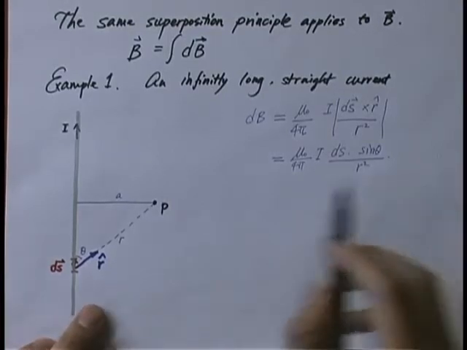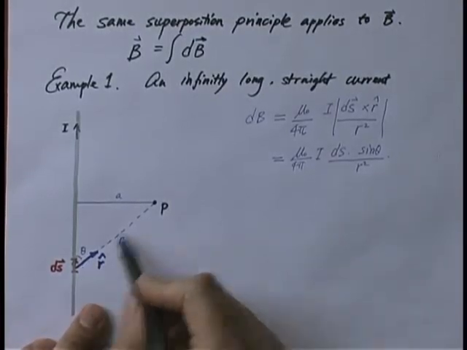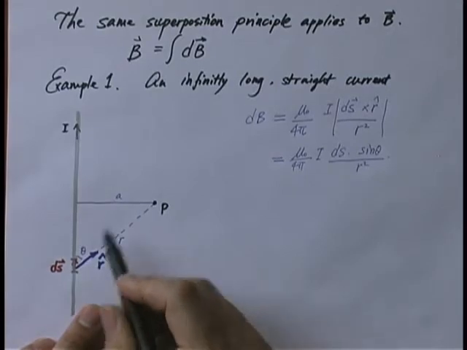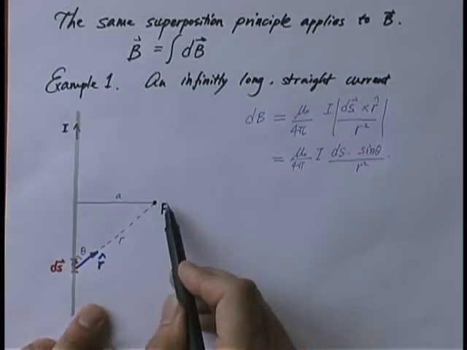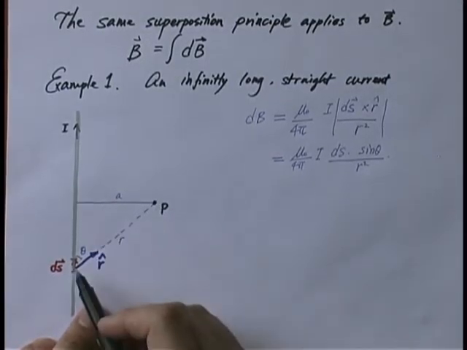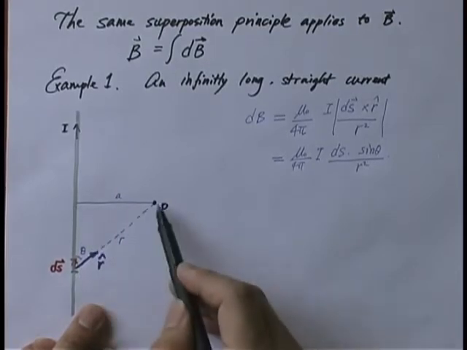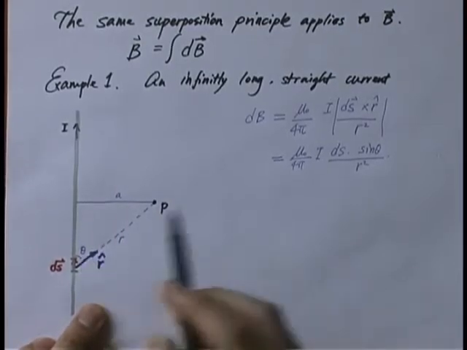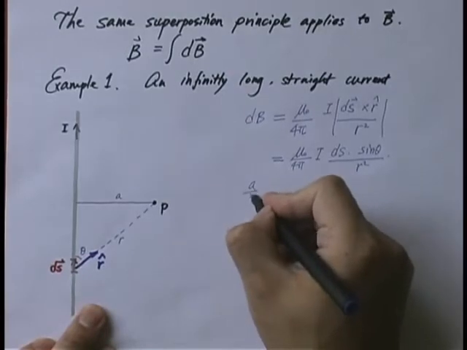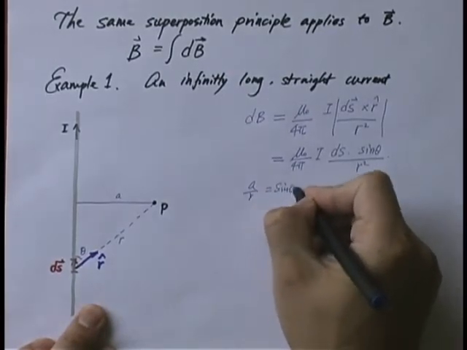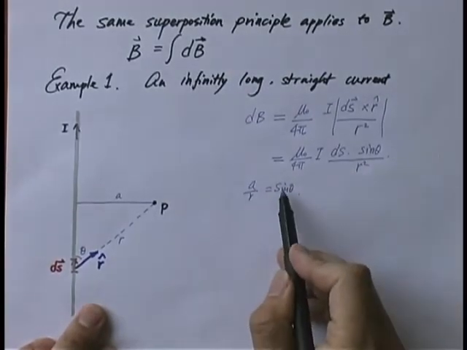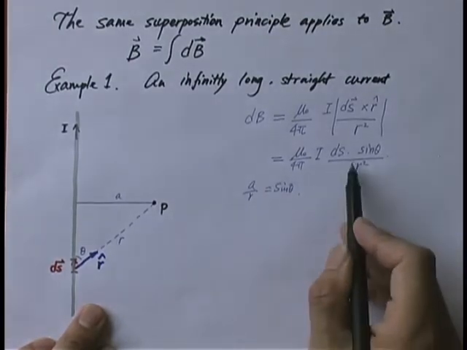First of all, what is r? I would express this distance r in terms of theta and a constant. That constant is a, the distance between the point of interest and the wire. You know, a over r equals what? Sine theta, right? So a over r equals sine theta. So 1 over r equals sine theta over a, which I'm going to plug in here.